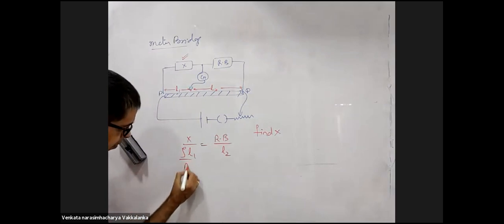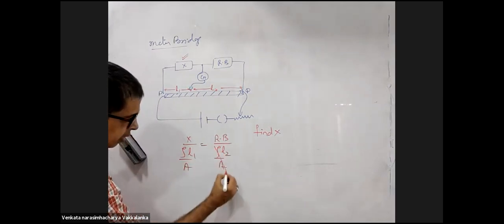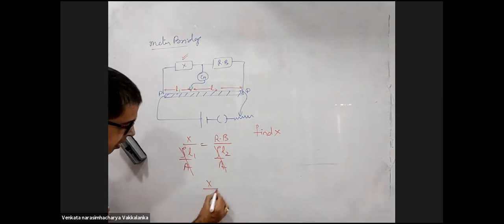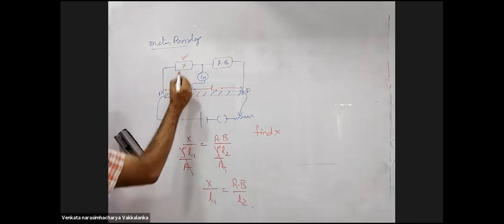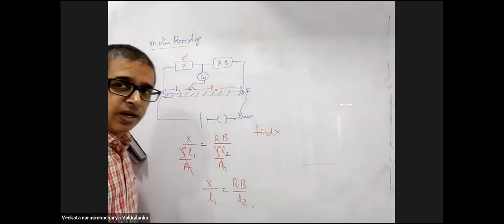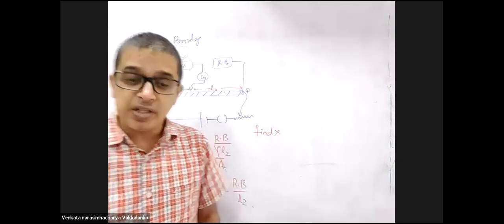Multiply rho L by A, rho L by A. Rho by A got cancelled. X by L1 is the resistance box value by L2. This by this is equal to this by this. You will get null deflection. Which principle is that? Wheatstone. Wheatstone bridge. This by this is equal to this by this. Null deflection. No current in this branch.